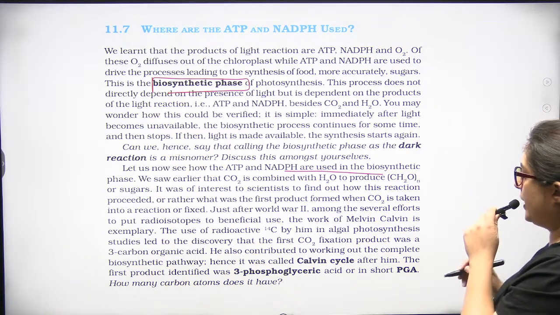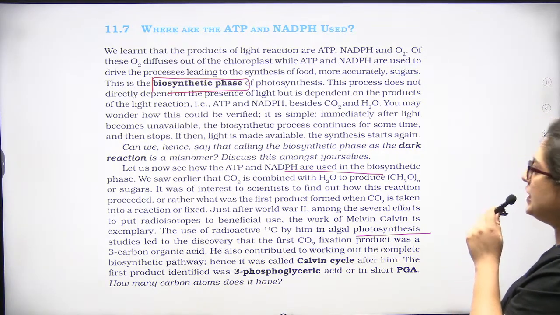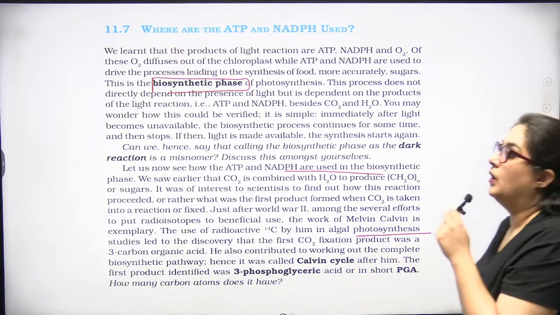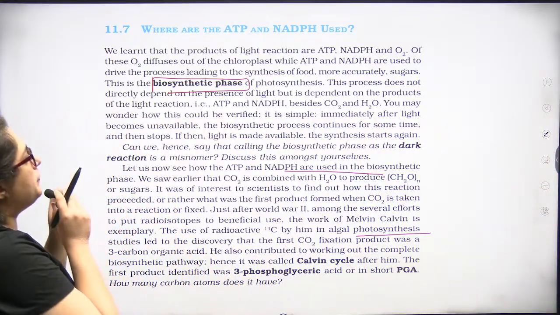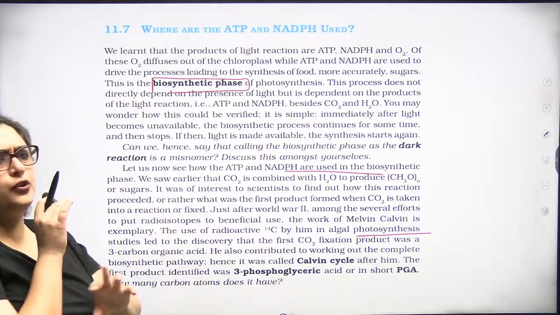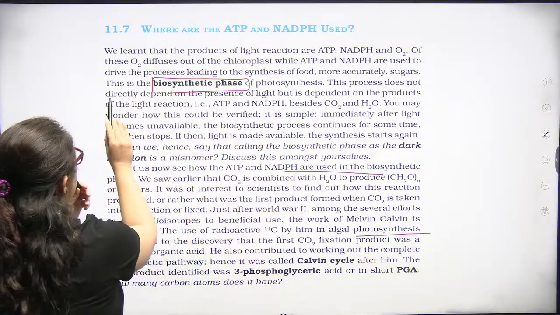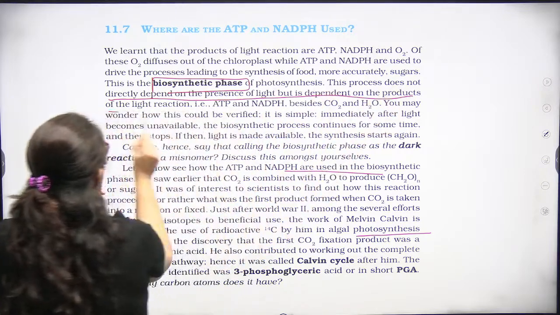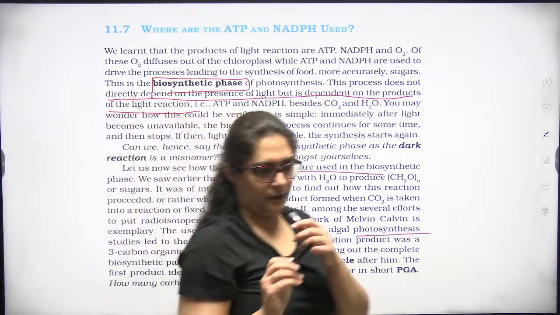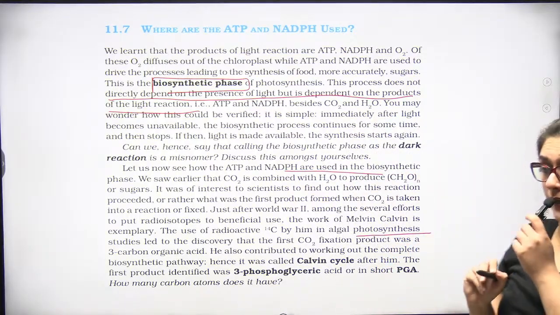Use of radioactive 14C in algal photosynthesis. This part is not very much dealt with, but you only have to understand that for ATP and NADPH, this process does not directly depend on the presence of light, but is dependent on the products of the light reaction. Products of the light reaction, not light, are required.